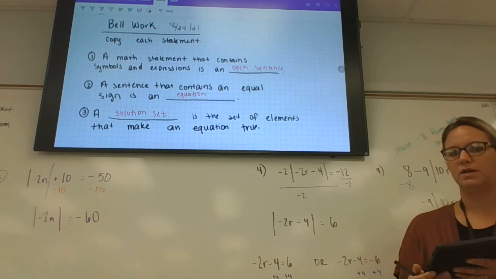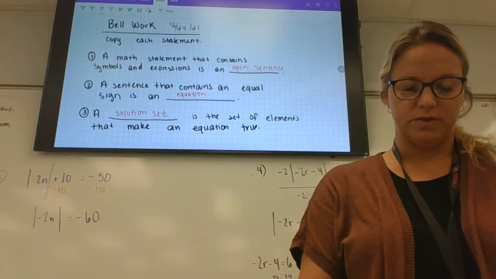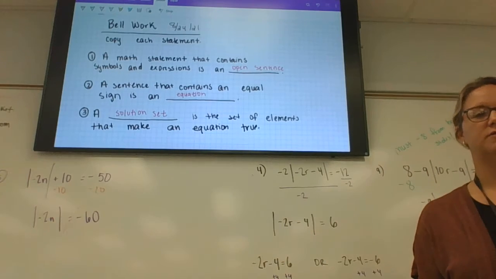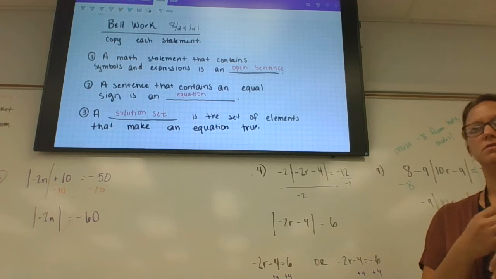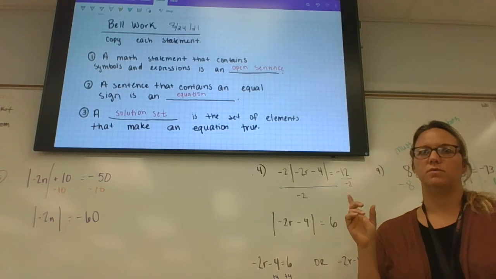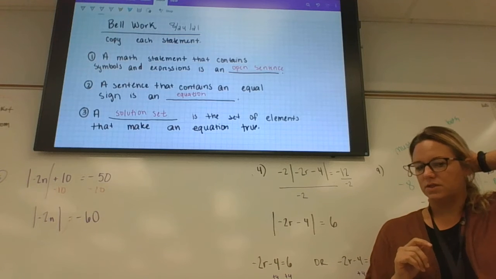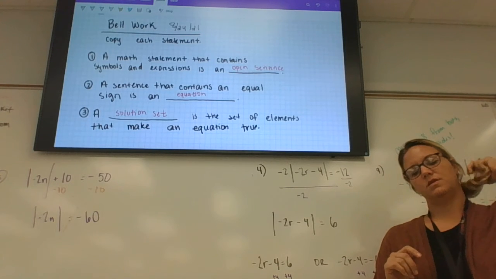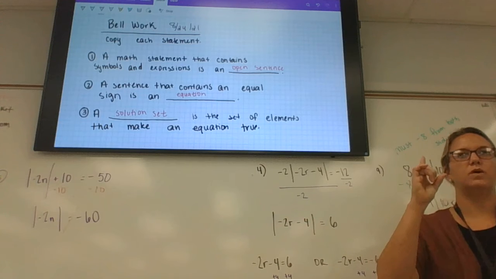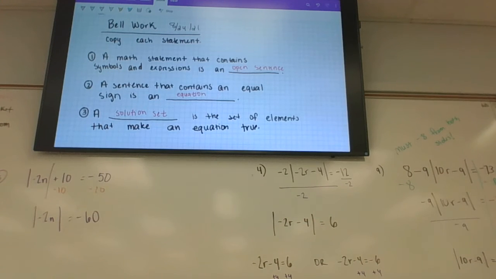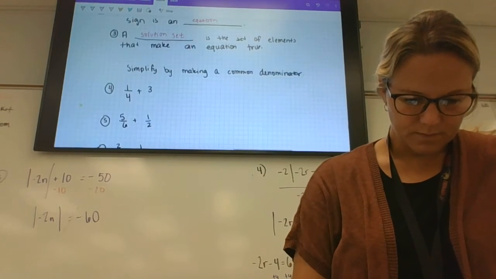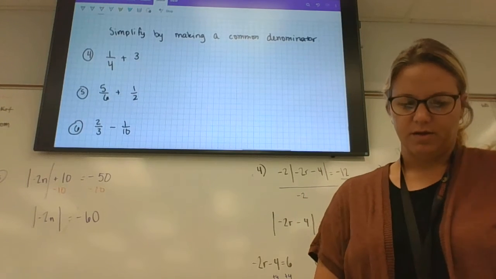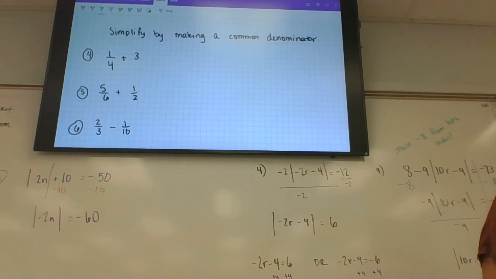So today I'm going to give you an equation and then give you a list of possible solutions, and you're going to plug those in and see which ones will make the equation true. There's usually only one. So a solution set with equations usually just contains one real number, sometimes more. Little fraction work. Fraction practice.